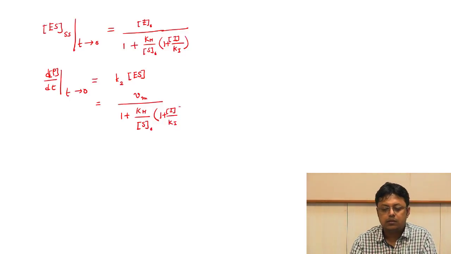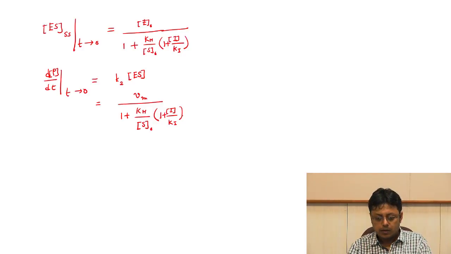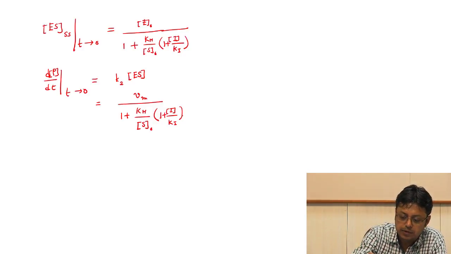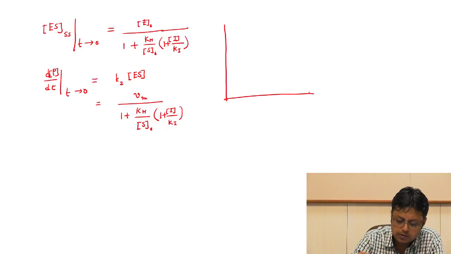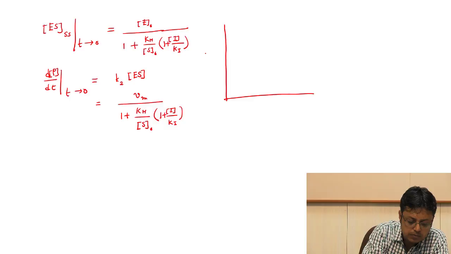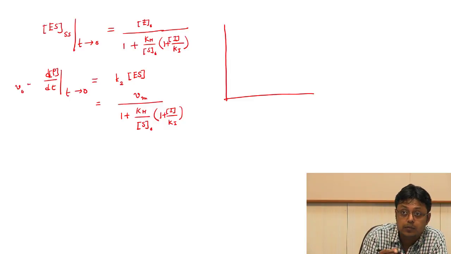Now let us plot the Lineweaver-Burk plot for this competitive inhibition pathway. As before, let us just draw. Of course, if I plot here, this is actually V0. It's still not written in the Lineweaver-Burk form.